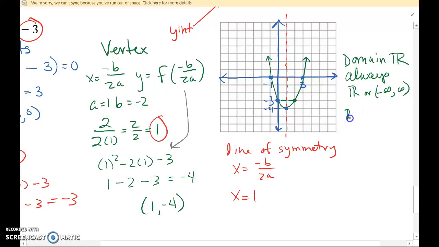Now the range for our parabola is going to depend on the vertex, which in this case is a minimum. So this is our vertex, it's a min. And the lowest it goes is -4. And so we're going to have y is greater than or equal to -4. So all your y values are going to be -4 or greater. Another way to write this would be from -4 to infinity.